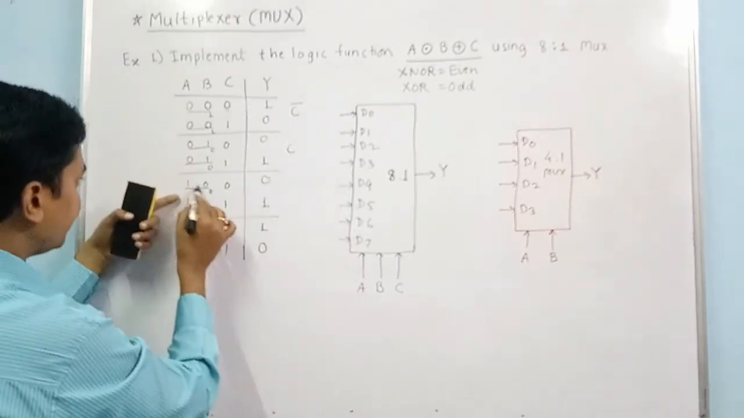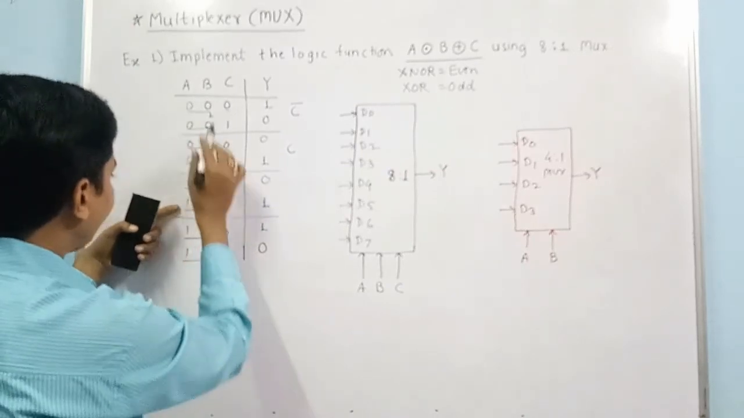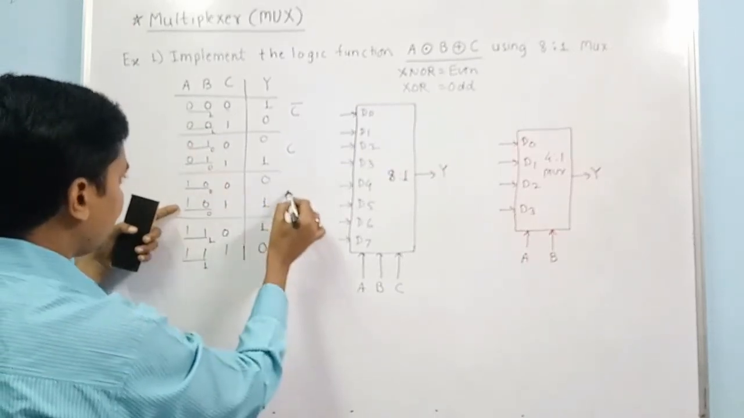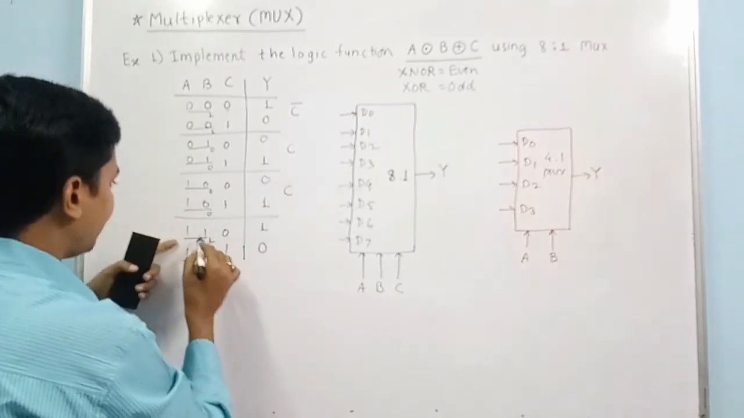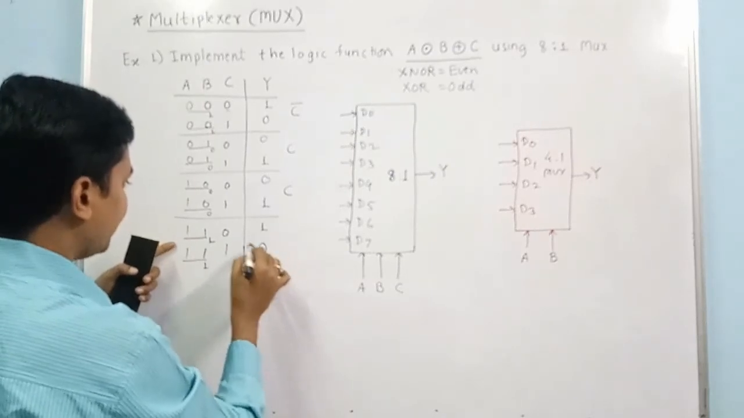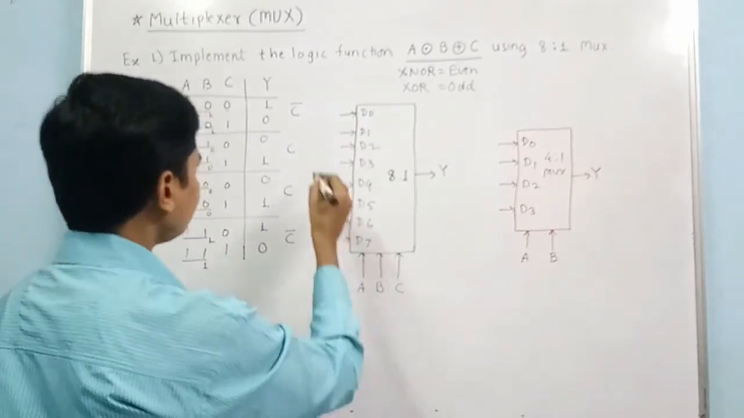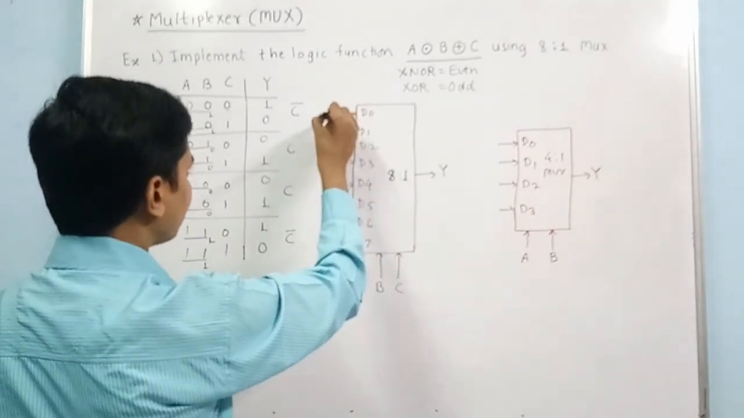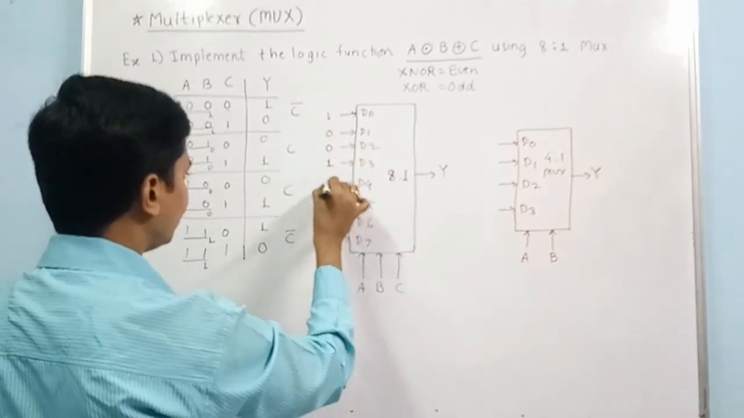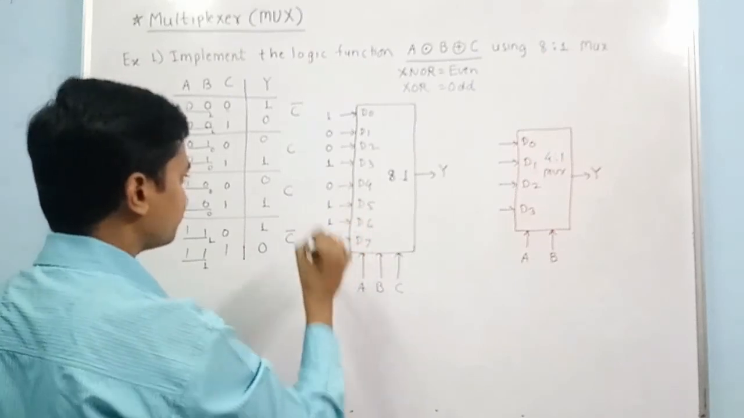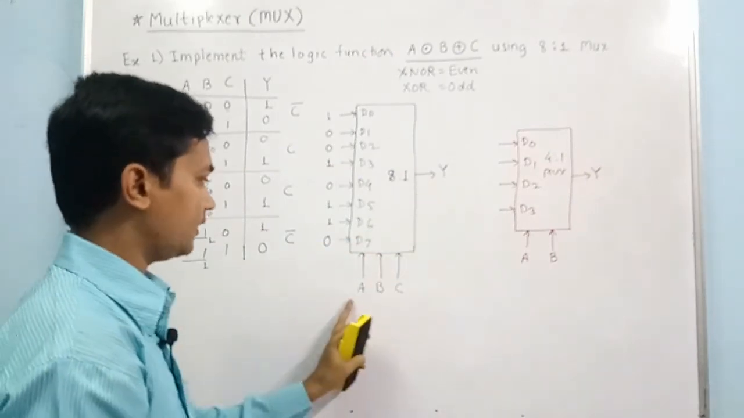Then when A and B combination is equal to 1 0, then output is what? Output Y is C variable value. Okay, and when 1 1, the value of Y will be the complement of C variable, so that is C bar. Okay, so here we can write 1 0 0 1 0 1 1 0. Okay, so this kind of input should be transmitted to the output depending upon the select line status.